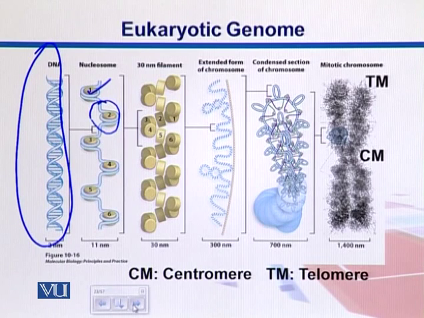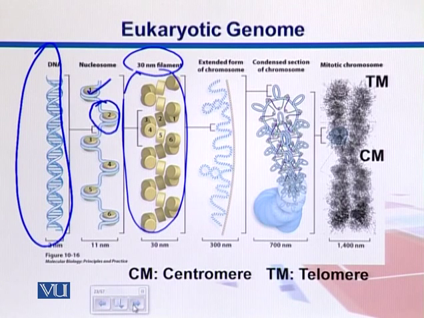Then these nucleosomes turn around and make wider structures. We come up to a 30 nanometer filament right here in this section. Then these structures supercoil on themselves to make even bigger fibers, until they reach the chromosome. The width is 1400 nanometers.